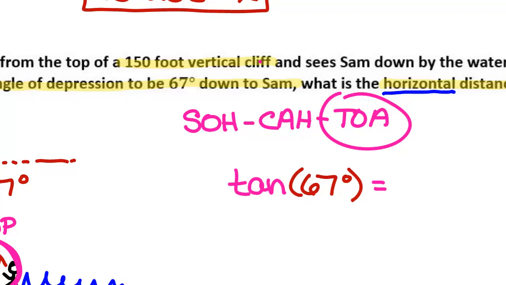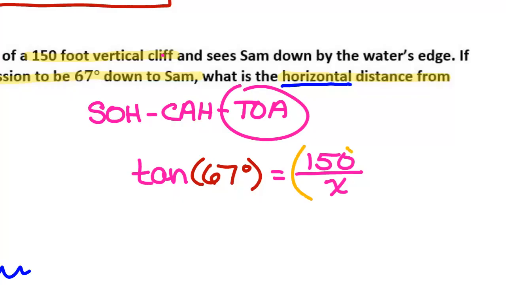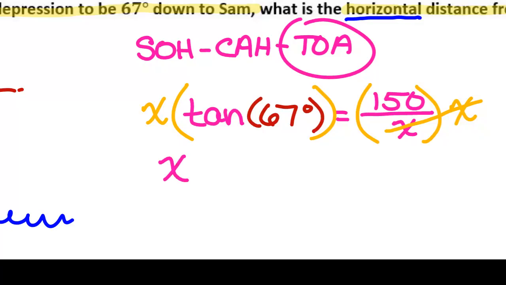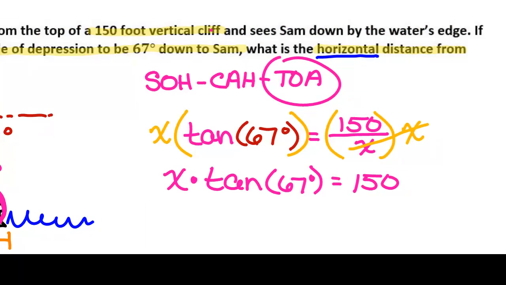Equals what over what? 150 opposite over x, the adjacent. We want to solve this for x. X is part of a fraction, so we have to multiply both sides by x. Cancels out my denominator over there on the right. So on the left, I have x times the tangent of 67 degrees equals 150. What do I do now? Divide by tangent of 67 degrees, yes.